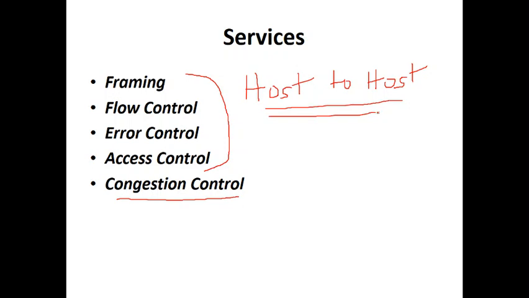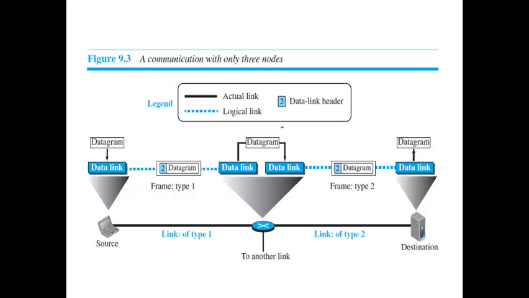Now, what is host to host communication? We'll discuss with an example. If I consider this diagram, I am taking three devices, where I will have a source and a destination, connected with a single router, that is an intermediate device. Initially the datagram will be coming from the upper layer, which is called the network layer. We know that above the data link layer we have the network layer. That is why the data link layer will be receiving the data, that is the datagram, from the network layer.